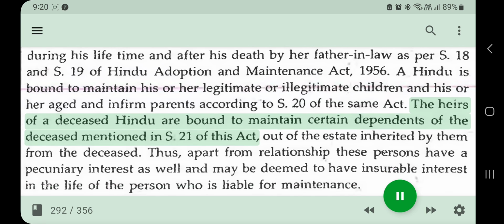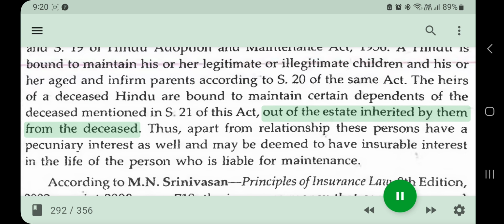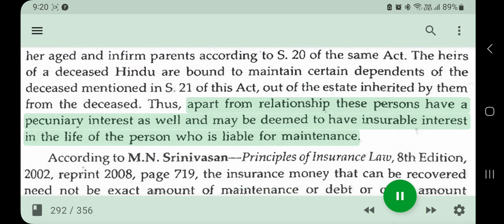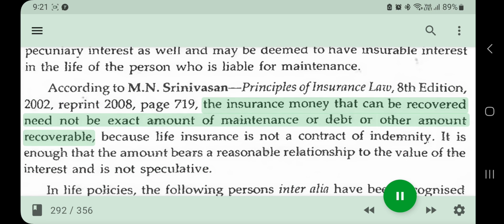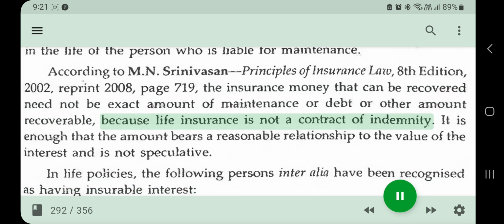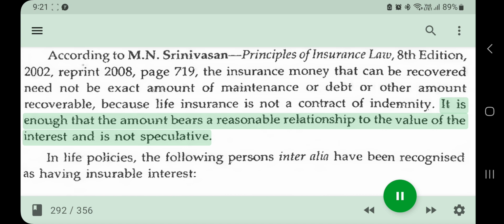The heirs of a deceased Hindu are bound to maintain certain dependents of the deceased mentioned in S. 21 of this Act, out of the estate inherited by them from the deceased. Thus, apart from relationship, these persons have a pecuniary interest as well and may be deemed to have insurable interest in the life of the person who is liable for maintenance. According to M. N. Srinivasan, Principles of Insurance Law, 8th edition, 2002, reprint 2008, page 719, the insurance money that can be recovered need not be the exact amount of maintenance or debt or other amount recoverable, because life insurance is not a contract of indemnity. It is enough that the amount bears a reasonable relationship to the value of the interest and is not speculative.